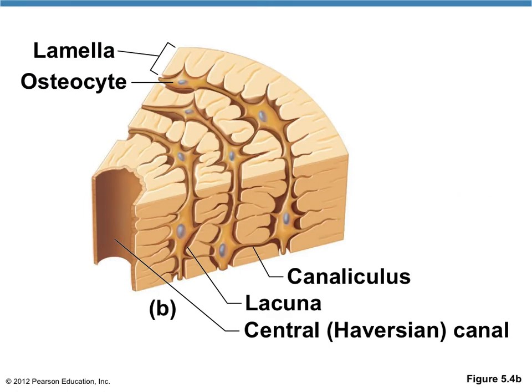So here you can see the little canal that connects these two cells, for example, is the canaliculus, and you can see that those form between multiple cells and eventually connect back to the central canal so that blood supply can reach all of the cells in the bony tissue.